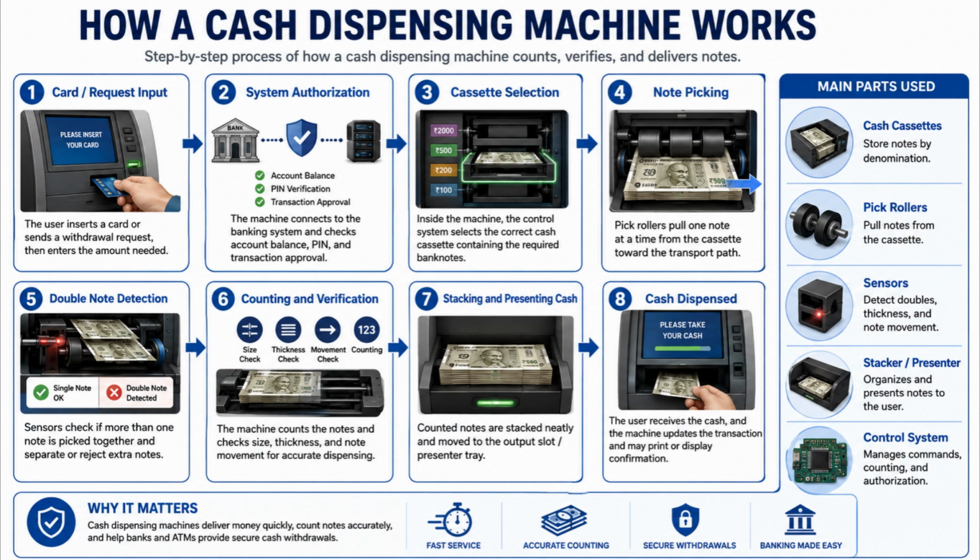It checks the size, thickness, movement, and total number of notes to make sure the correct amount is being prepared for dispensing. Then, the counted notes are stacked neatly in the presenter section. This part organizes the cash and moves it toward the output slot or presenter tray.